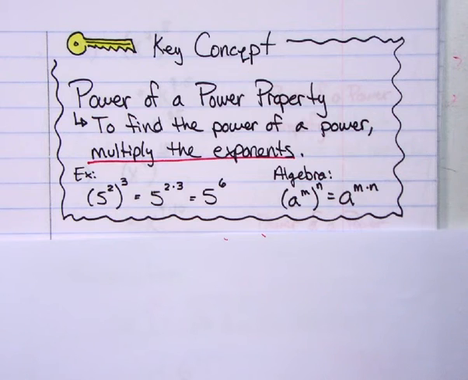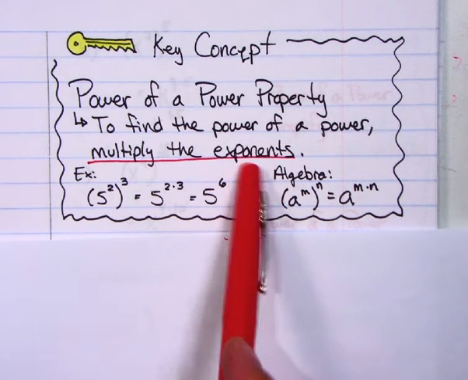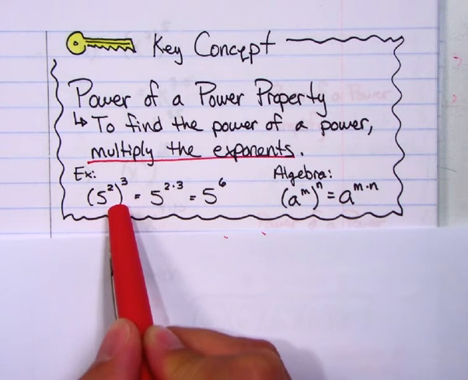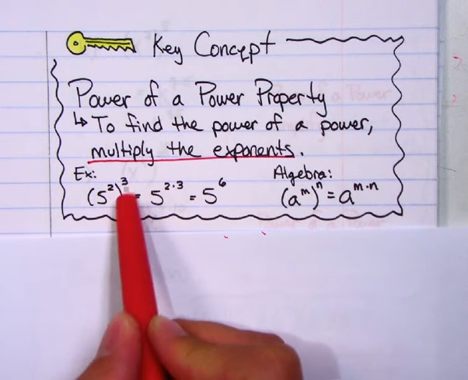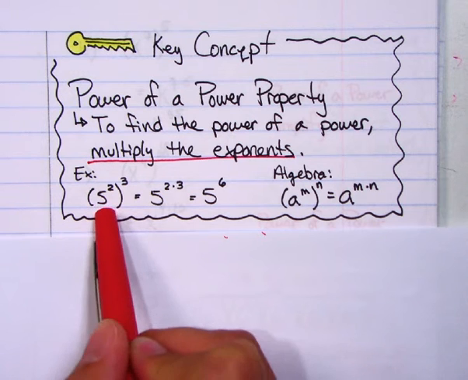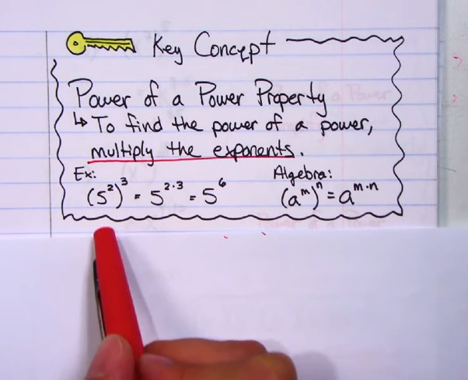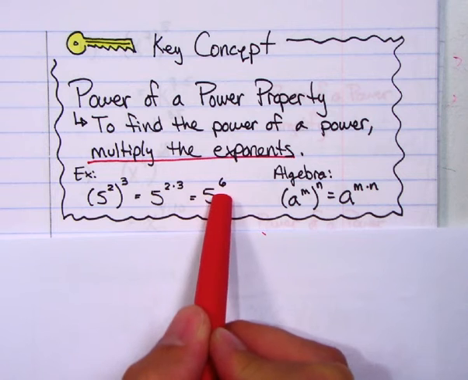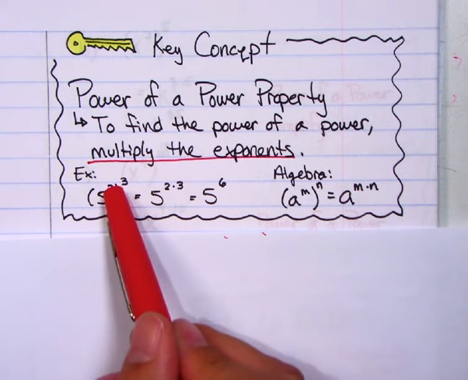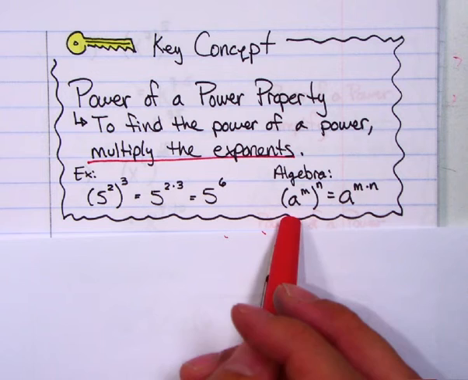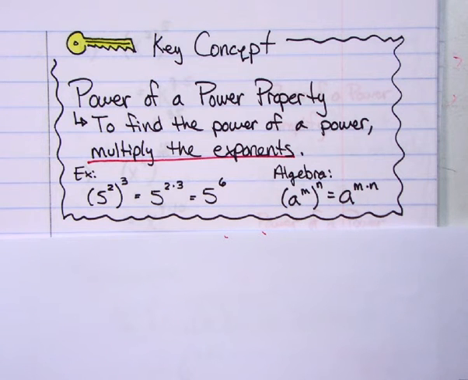Alright, so we have a key concept. This is called the power of a power property. To find the power of a power, multiply the exponents. What is this power of a power? Let's take a look. 5 to the 2nd power, then taken to the 3rd. That would be like writing 5 to the 2nd times 5 to the 2nd times 5 to the 2nd. If I expand that out, you can add them all up and get 5 to the 6th, or you can save yourself a step and multiply these two numbers to get here. There's the algebra portion of it. So go ahead and copy that into your notes.